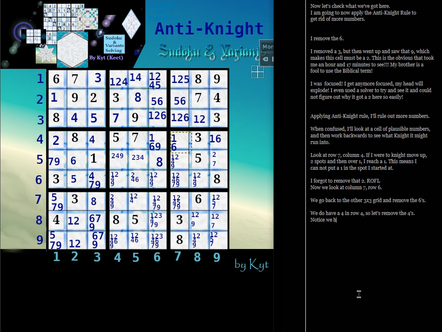Notice we have a 1, 6, 9, 1, 6, and 1, 6. The 1 and 6 are naked pairs. So we can make this 9. We can make this a 9 here.